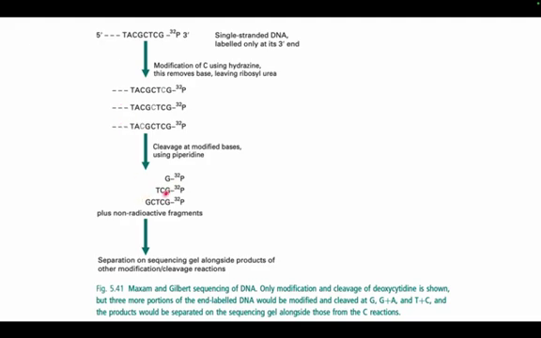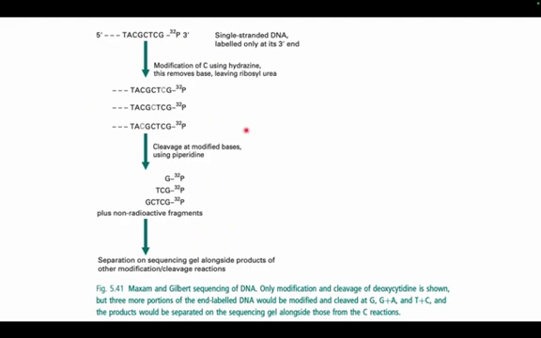Now you can see that all of these fragments are of different sizes. So we can then separate them on the basis of their size through electrophoresis. So we will run them on an agarose gel. We call it a sequencing gel because it's going to help us determine the sequence. And then we are going to do autoradiography to detect the radioactive fragments.